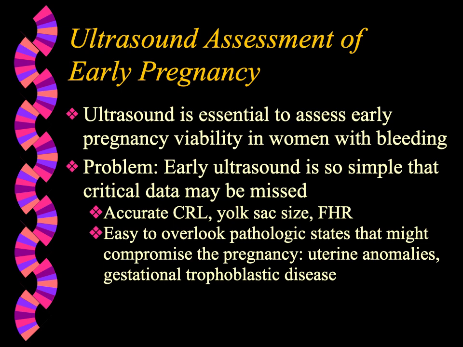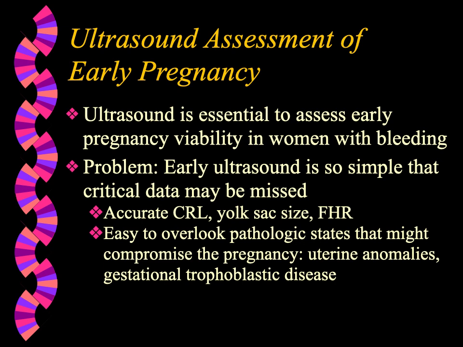So because we have this ability, we need to use our ultrasound wisely. Ultrasound is essential to assess the early pregnancy viability in women with bleeding. The problem is that it's so simple that sometimes we miss critical data. So it's important that we measure an accurate crown rump length, the yolk sac and its size, and whether there's fetal heart rate or fetal cardiac activity.